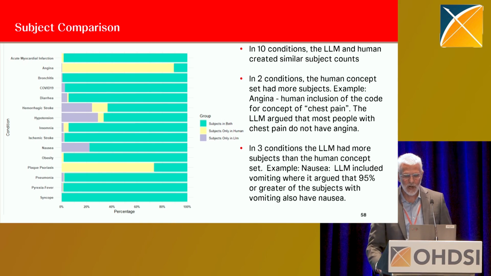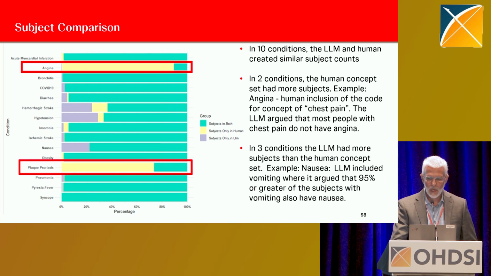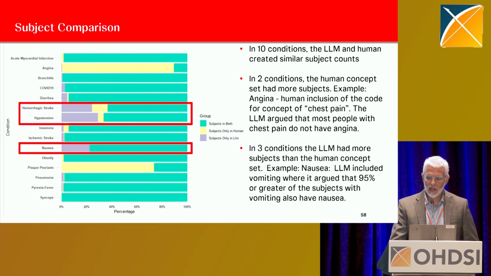We then did a subject comparison. In 10 of the conditions, the LLM and human created similar concept sets. In 2 conditions, the human concept set had more subjects. An example here is angina, where the human included the code for chest pain, but the LLM argued that probably 95% of the people with chest pain do not have angina. In 3 of the conditions, the LLM had more subjects than the human concept set. An example for this was nausea, where the LLM included vomiting, arguing that greater than 95% of the subjects with vomiting also had nausea.